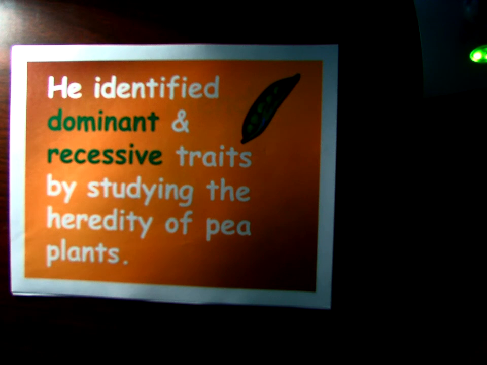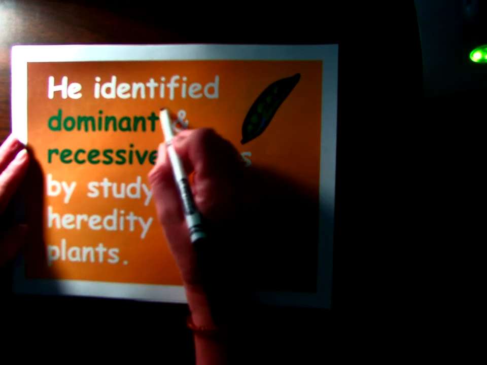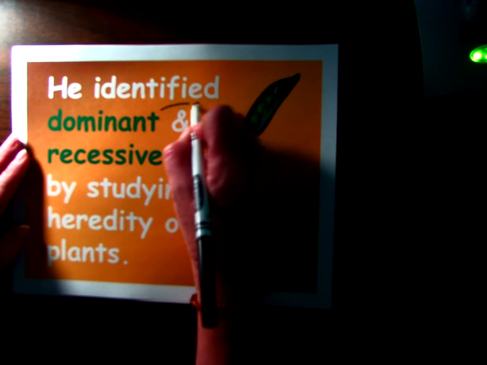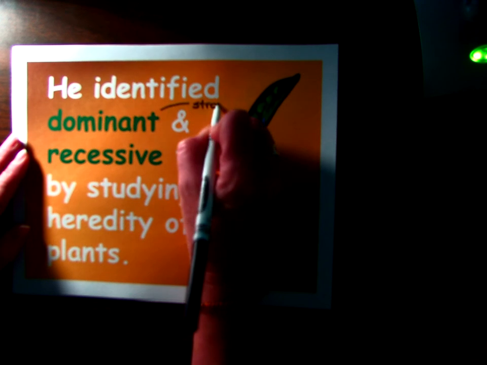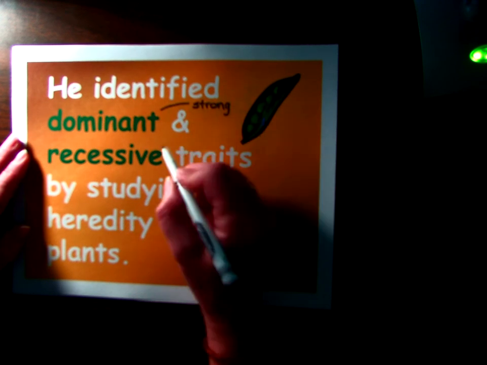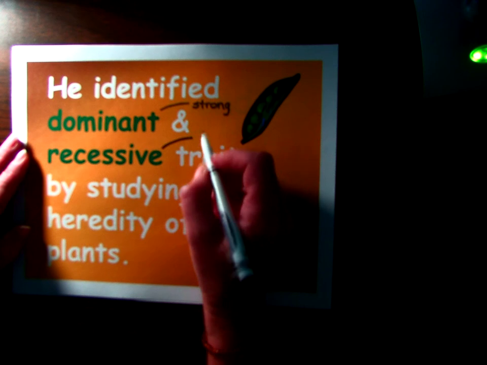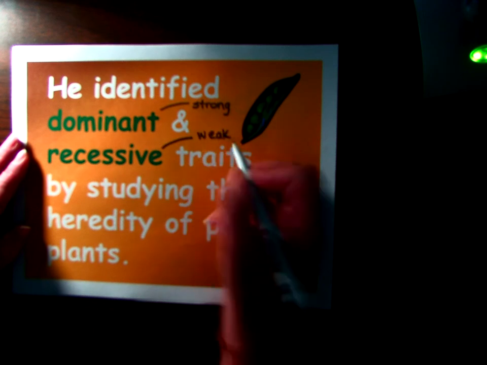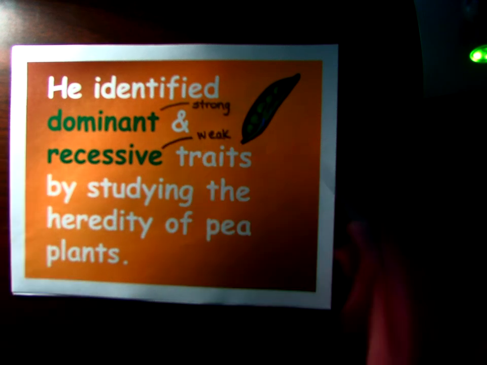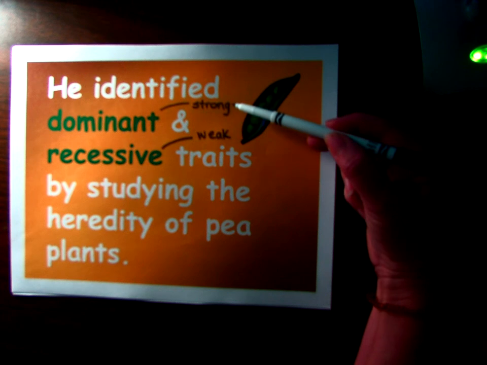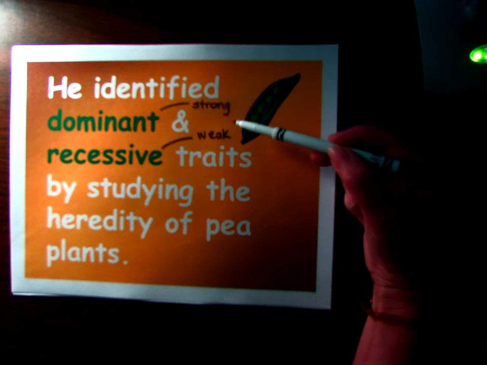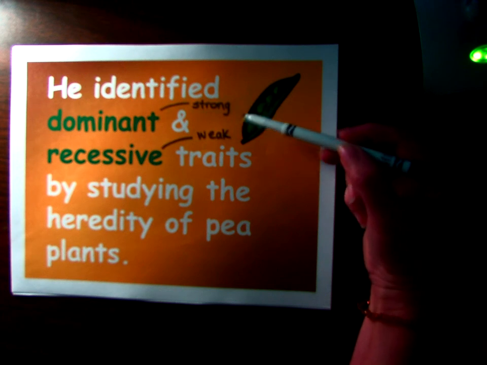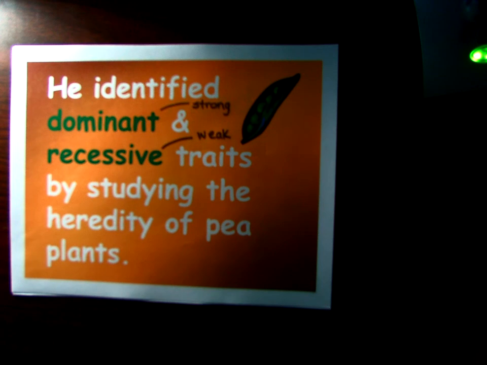Dominant basically means the strong form of the gene, and the recessive is the weak form of the gene. So you need to make sure you know that dominant is strong and recessive is weak. And we'll talk more about this in a little bit.